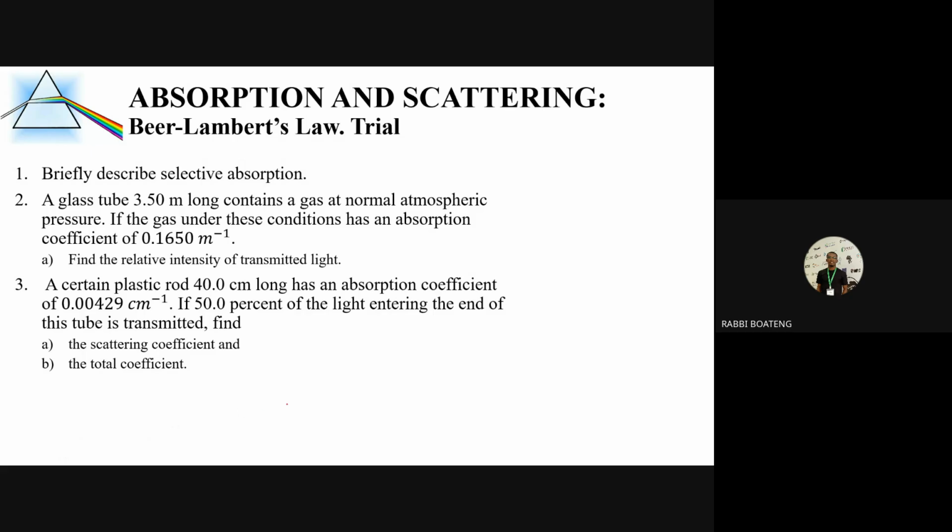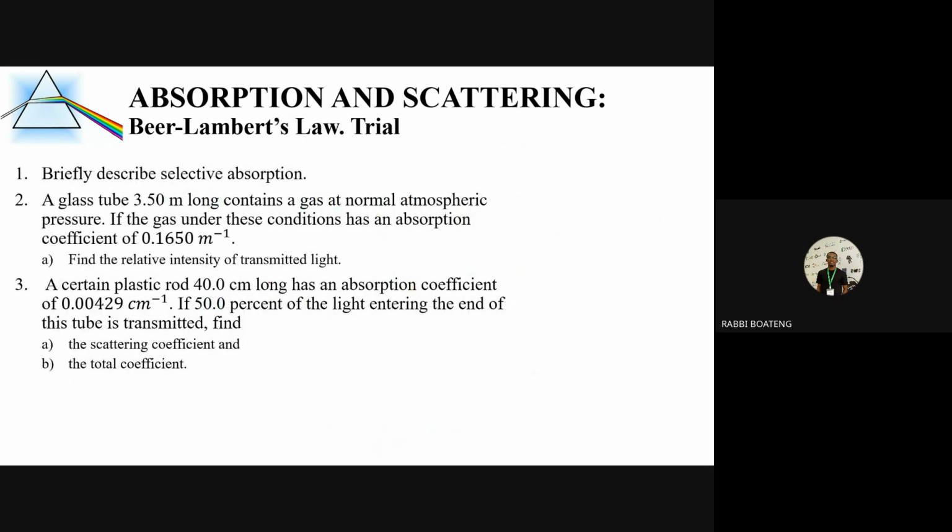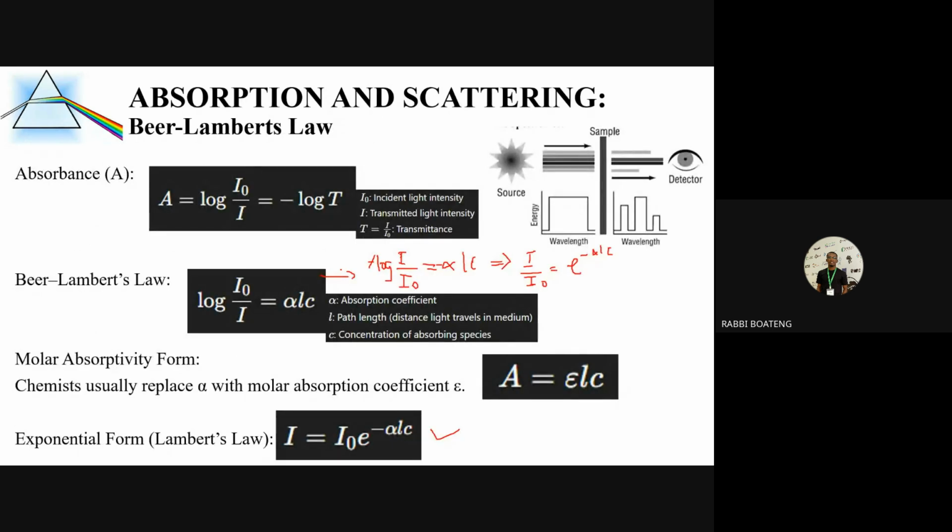So this one, you are just going to use the formulas we have here. The question is asking us to find the relative intensity of the transmitted light. Relative intensity, we are looking at the transmitted light itself. So we can use something like this to solve, like the last one. But this time we are interested in finding I over I naught. That is going to be our relative intensity. So this is what I'm asking you to calculate.